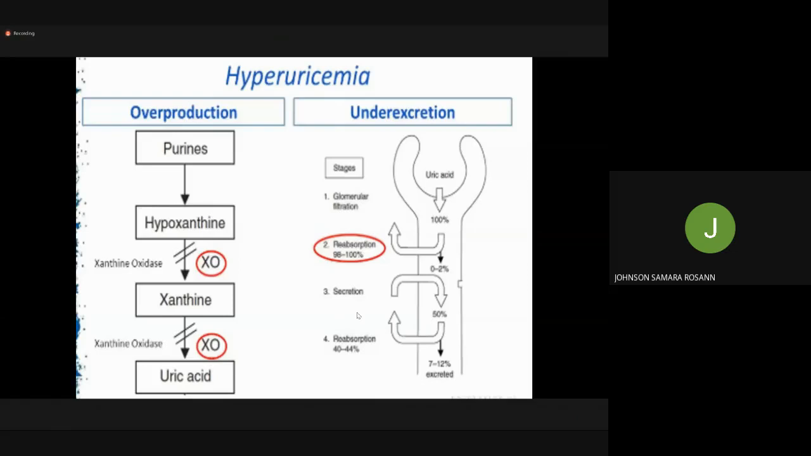So you need to understand your patient. Is your patient an overproducer, so you want to inhibit xanthine oxidase, or is your patient an under-secretor where you actually want to give them agents that we call uricosuric agents that help them to secrete a lot of the uric acid out through the urine.